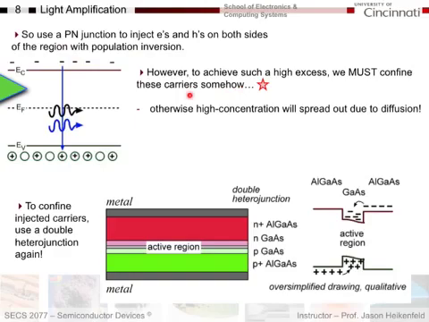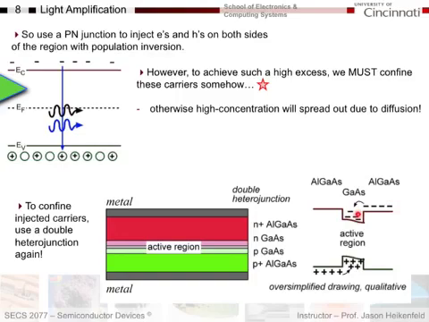So the next thing you do, in addition to having a PN junction, is you use a double heterojunction again, like we did for LEDs, where I've got wide band gap on both sides of the active region and narrow band gap here in the active region. What that does is I can pour in electrons, pour in holes, and they will stay trapped in here and not diffuse out, because you build up a high concentration here.